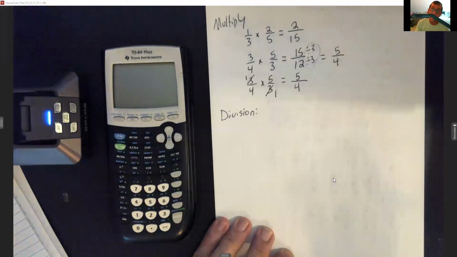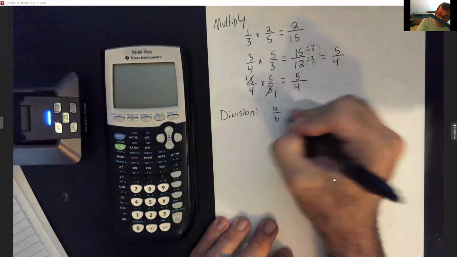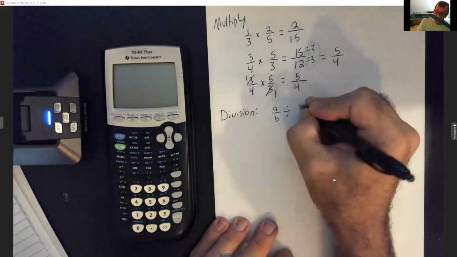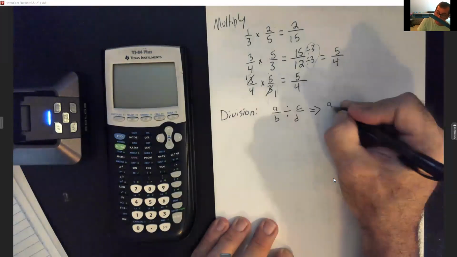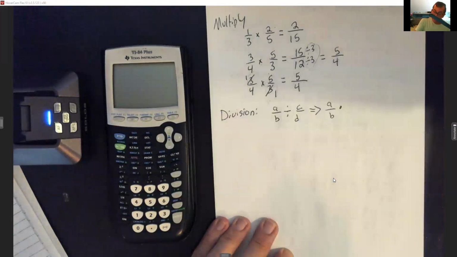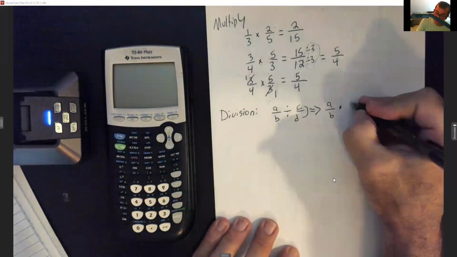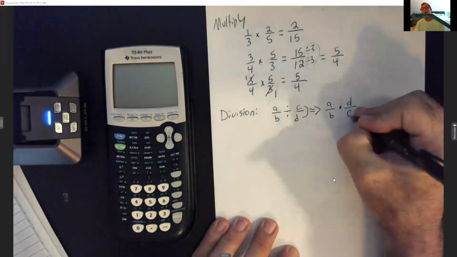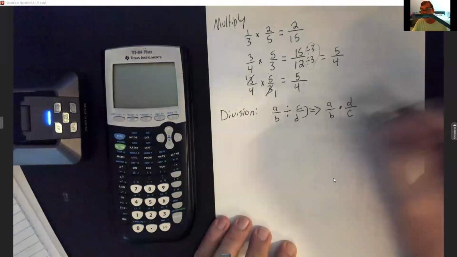Division really ain't bad. You just got to remember, when you got something like A over B divided by C over D, what you got to do is bring the first fraction over, A over B, change the division to multiplication, and then you flip the second fraction so that the D is on top and the C is on bottom. Now, once you got it looking like that, multiply straight across and get your final answer.